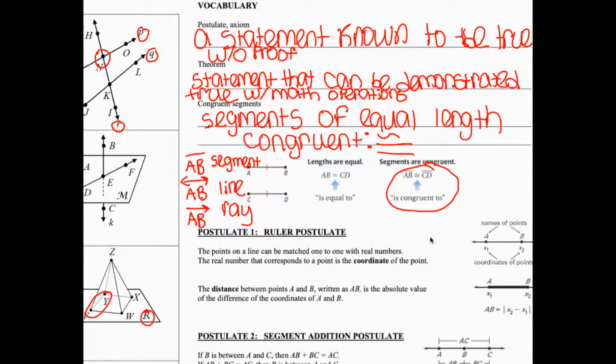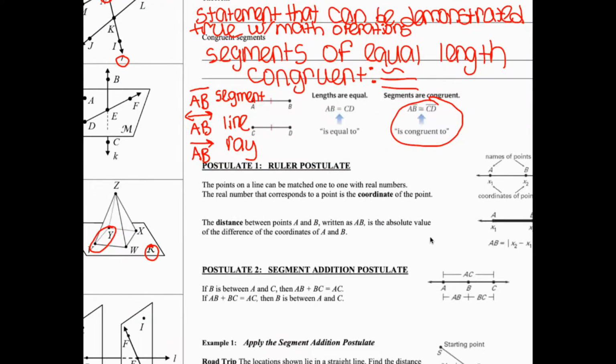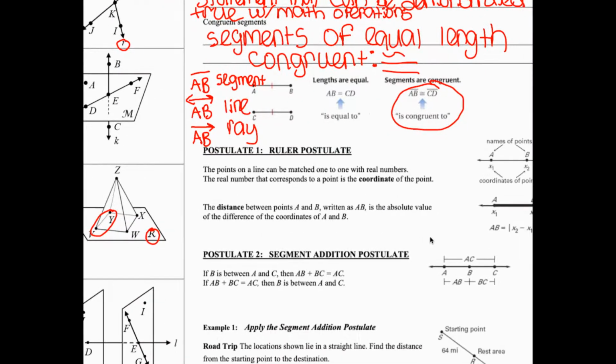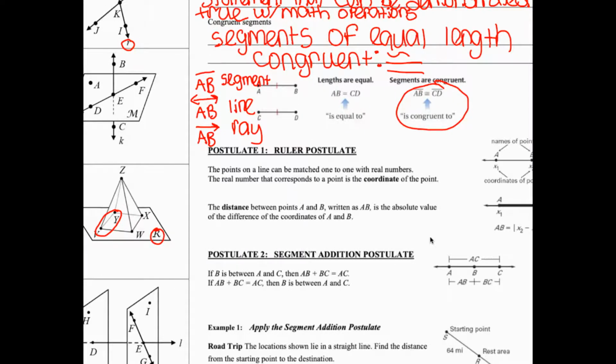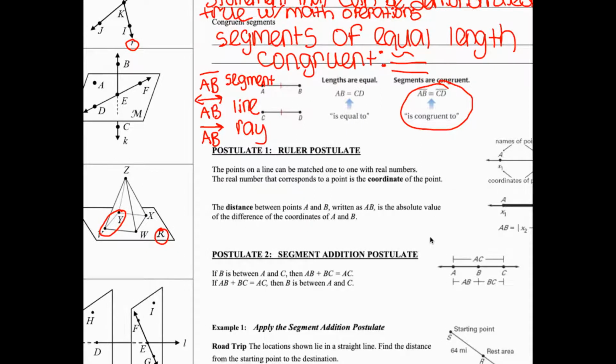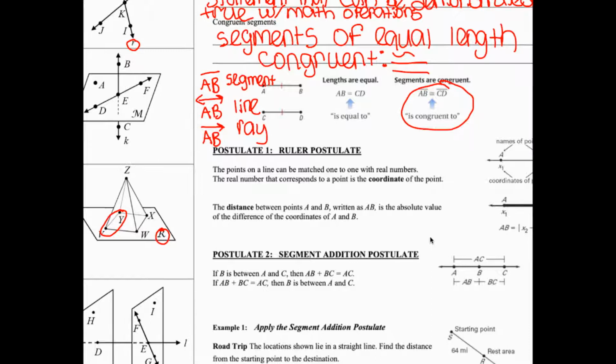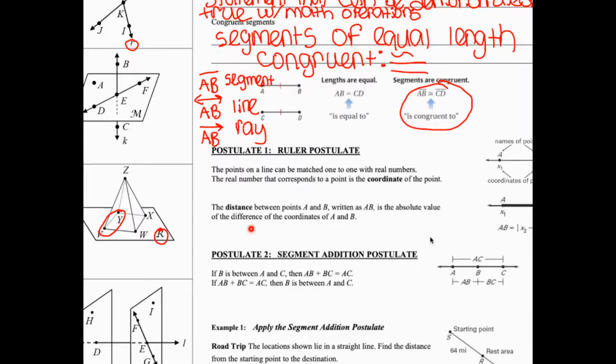The next section is the ruler postulate. So this is our first postulate. So remember that by definition, postulates are statements that are known to be true without proof. So this postulate says the points on a line can be matched one-to-one with real numbers. The real number that corresponds to a point is the coordinate of the point. The distance between points A and B, written as AB, is the absolute value of the difference of the coordinates of A and B.